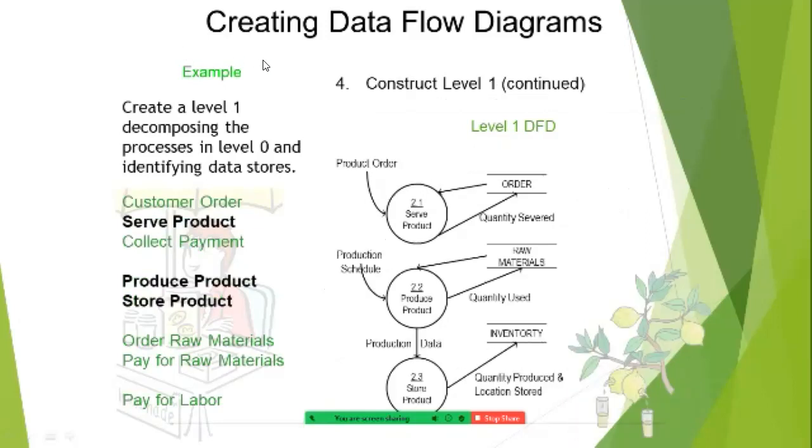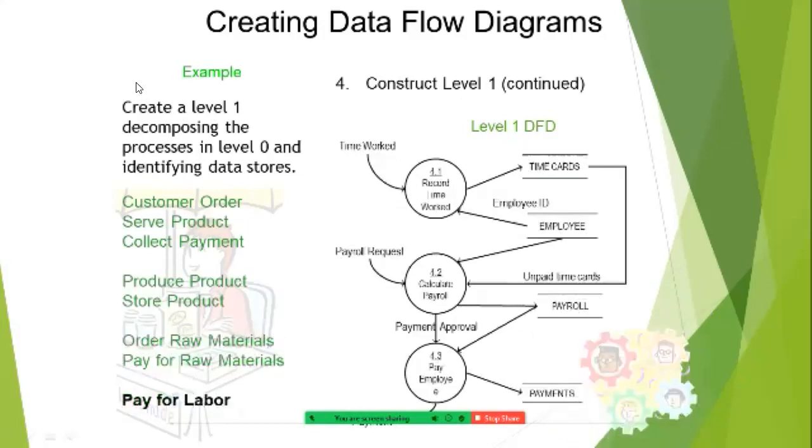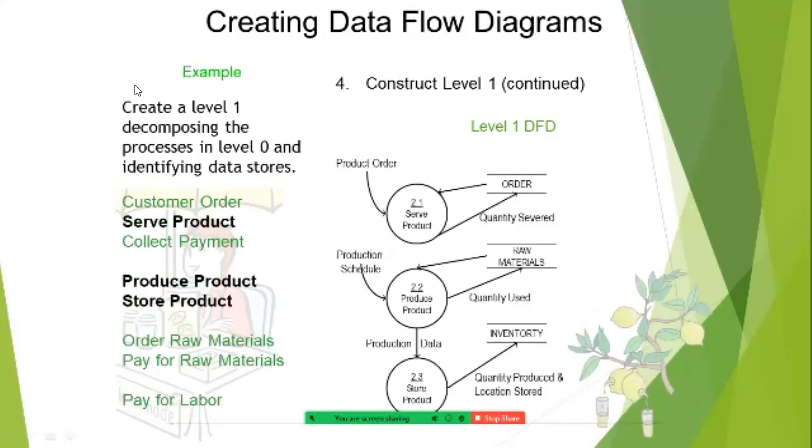In the fourth step, that is construct level 1 continued. Here the example is to create a level 1 diagram decomposing the processes in level 0 and identifying data stores. Here, customer order, serve product, collect payment, produce product, store product, order raw material, pay for raw material and pay for labor. Here is a level 1 DFD diagram. The diagram gives a clear understanding.